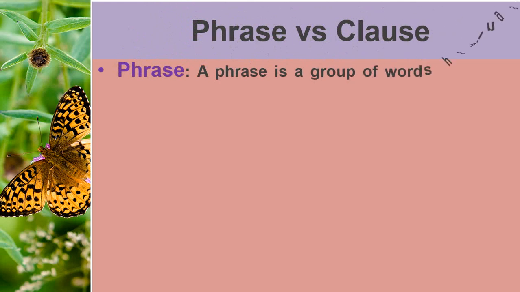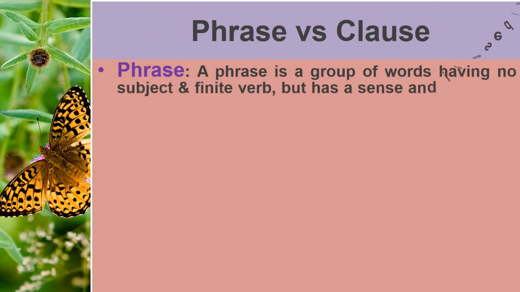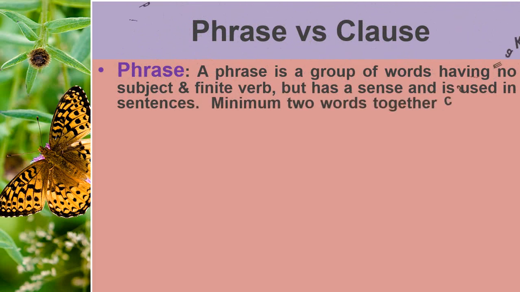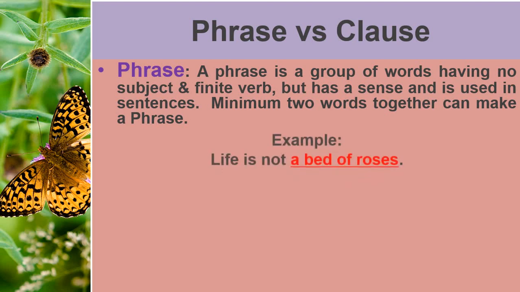Phrase versus clause. A phrase is a group of words having no subject and finite verb but has a sense and is used in sentences. Remember, minimum two words together can make a phrase. Example, life is not a bed of roses. Here, a bed of roses is a phrase.